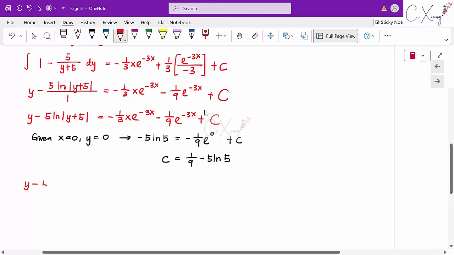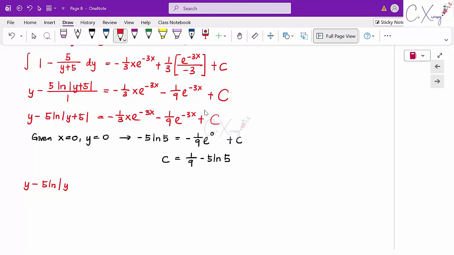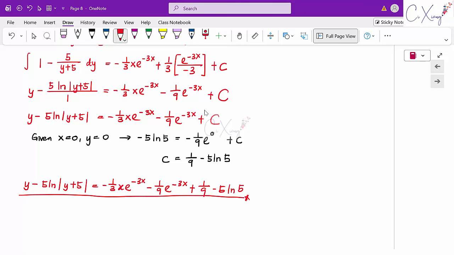So y minus ln, minus 5 ln y plus 5 equals negative 1 over x e power negative 3x, e power negative 3x again. Then your c is 1 over 9 minus 5 ln 5. Of course, if you want, you can further simplify it, but since this question didn't request anything, I just keep my answer like this.